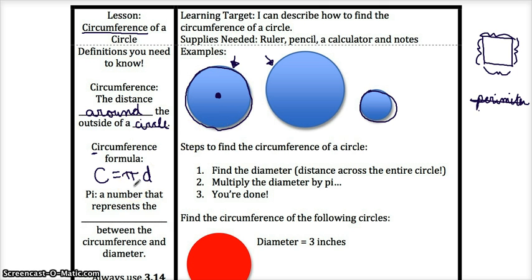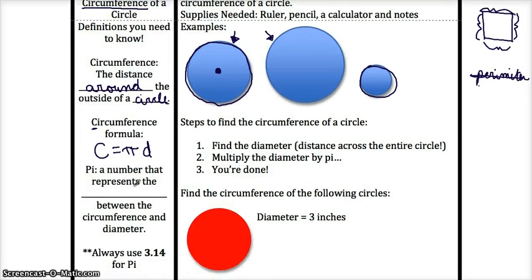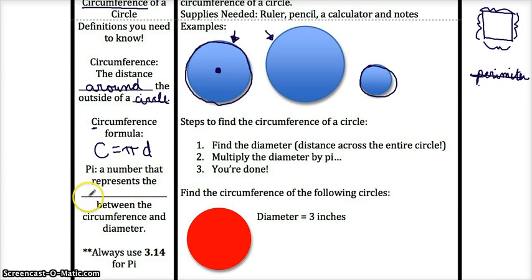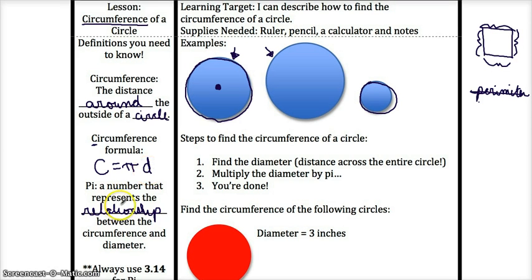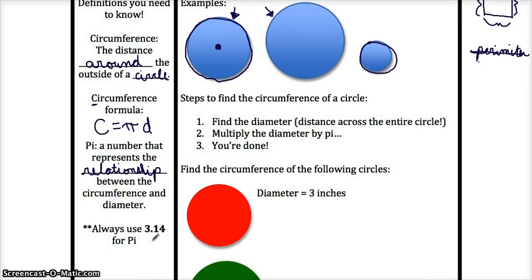So first let's talk about what those two things are. Pi is a number that represents the relationship between circumference and diameter. We'll talk about what diameter is in just a moment, if you don't already know. The relationship between the circumference and the diameter. That's just a random fact that you don't need to truly know, but what you do need to know is that you always use 3.14 for pi.